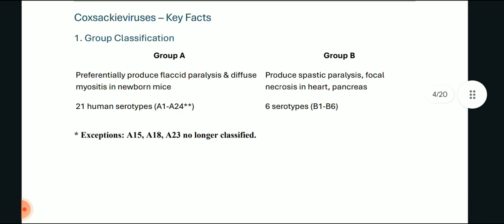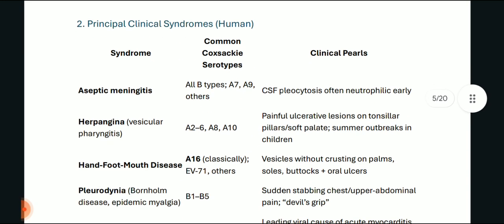Now, what about Coxsackievirus? The key facts are it is divided into group A and group B. The group A organisms preferentially produce flaccid paralysis and diffuse myositis in newborn mice. It has 21 human serotypes, A1 to A24; exceptions A15, 18 and 23 are no longer classified. In group B organisms, we see spastic paralysis and focal necrosis in the heart and pancreas. It has 6 serotypes, B1 to B6.